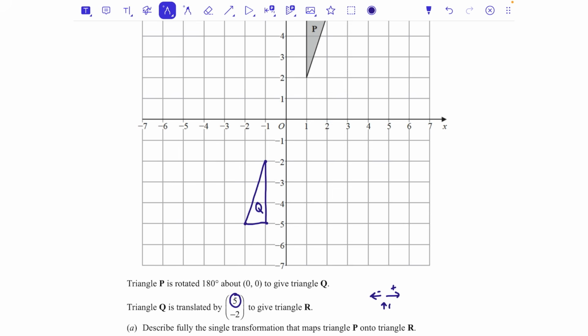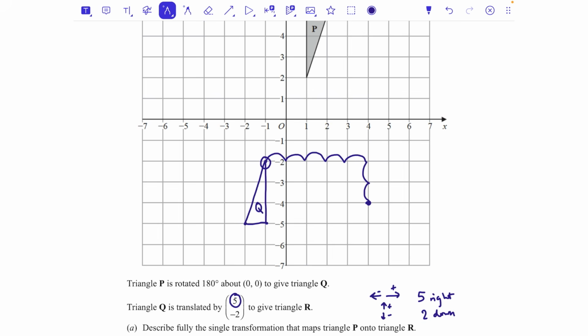And the bottom number, positive is up and negative is down. So this is going to be 5 right because it's positive, and then 2 down because it's negative. Now, it doesn't matter which point you pick, but if you pick this point, you're going to that point on the new shape. So 1, 2, 3, 4, 5, 1, 2.